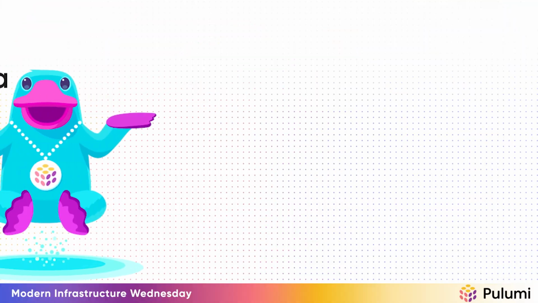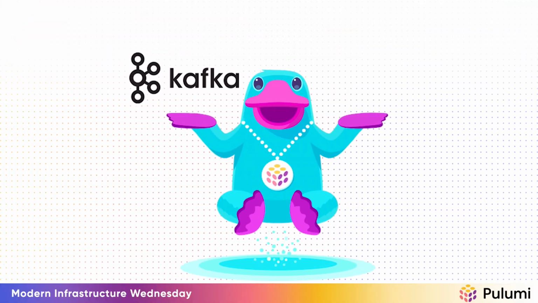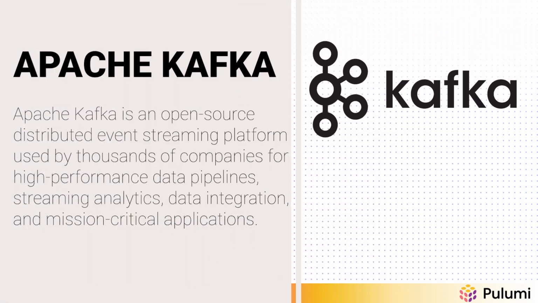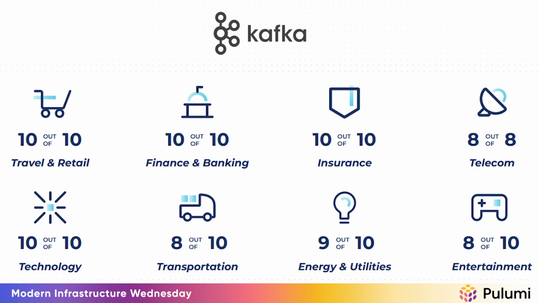Today, we're going to use Pulumi to create a Kafka cluster in Confluent Cloud. Apache Kafka is an event store and stream processing platform. It's actually used by more than 30% of Fortune 500s today. Kafka was created to allow scalable, high-throughput applications to store, analyze, and reprocess streaming data.